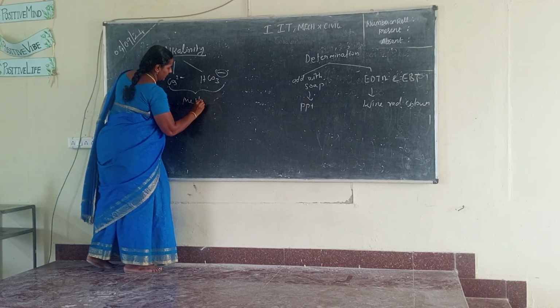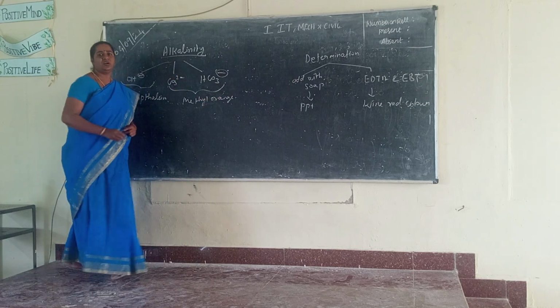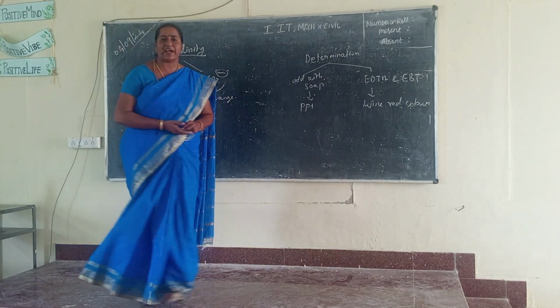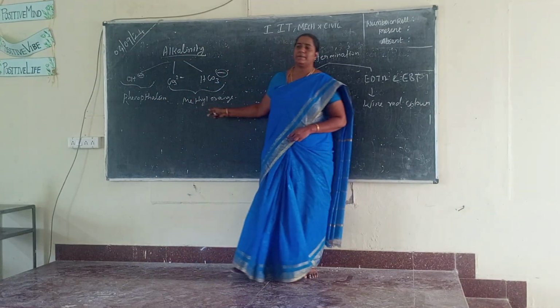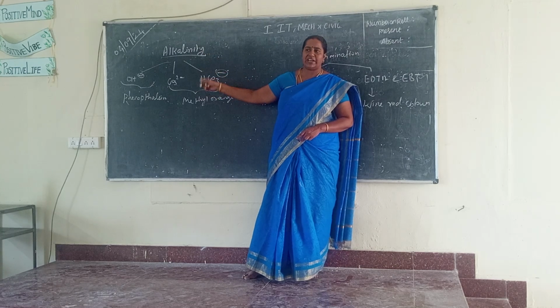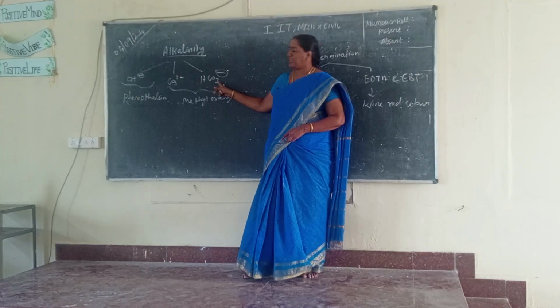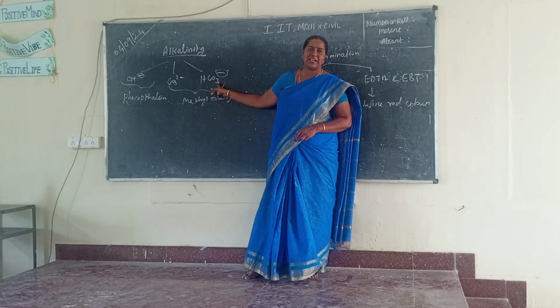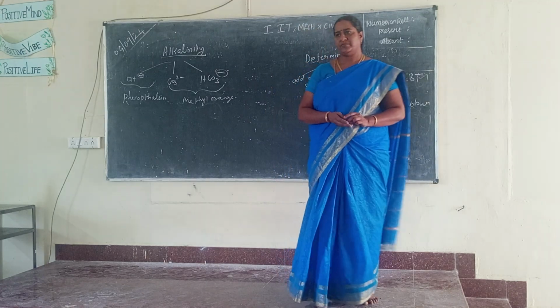Methyl orange is the indicator. So here we use two different kinds of indicator. First one is phenolphthalein, second one is methyl orange. OH minus is the strong base, so we are using phenolphthalein as the indicator. CO3 2 minus, carbonate, and bicarbonate are weak bases. Therefore we are using the methyl orange indicator.